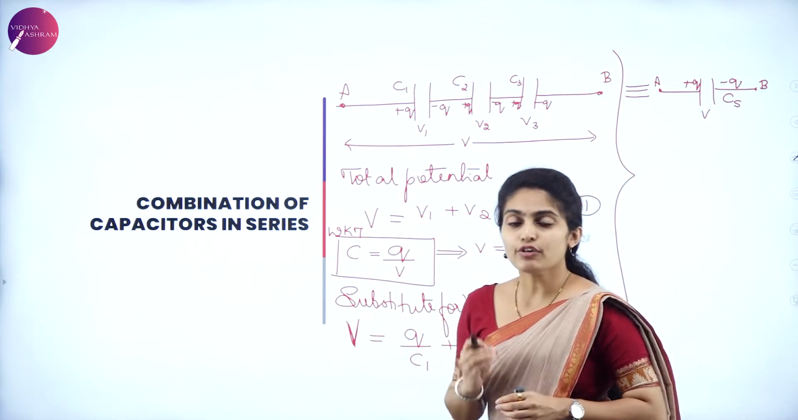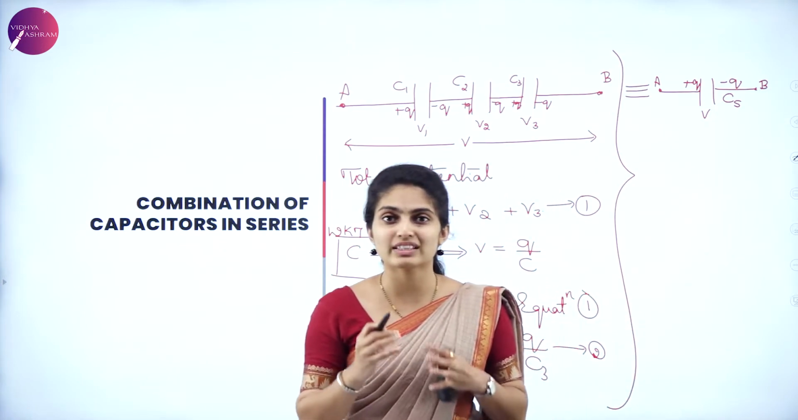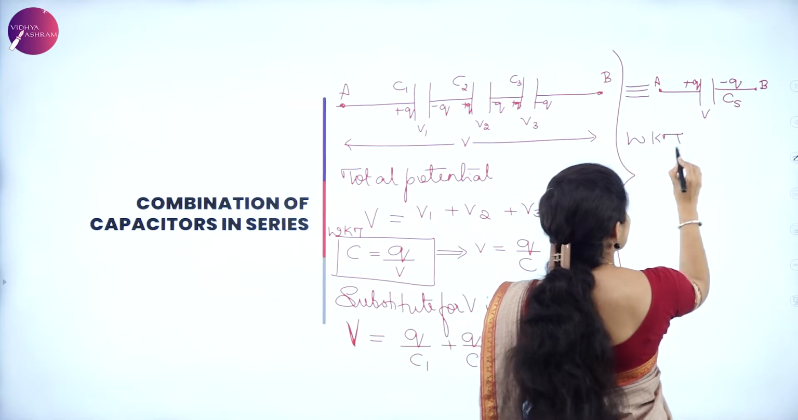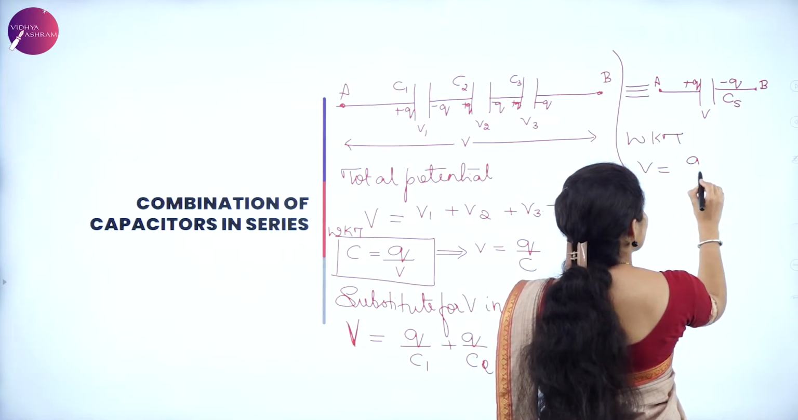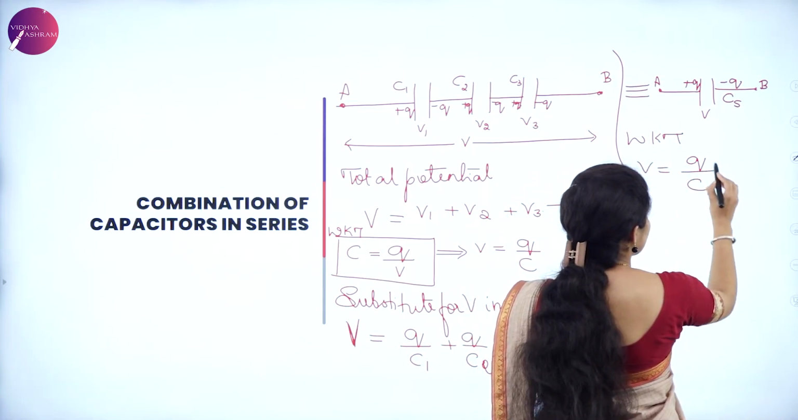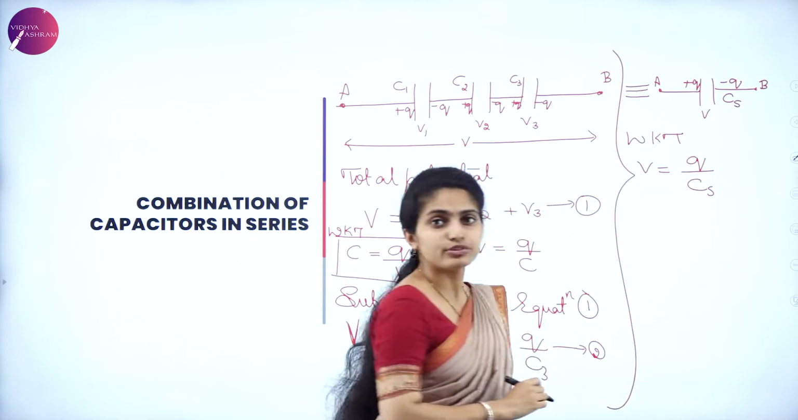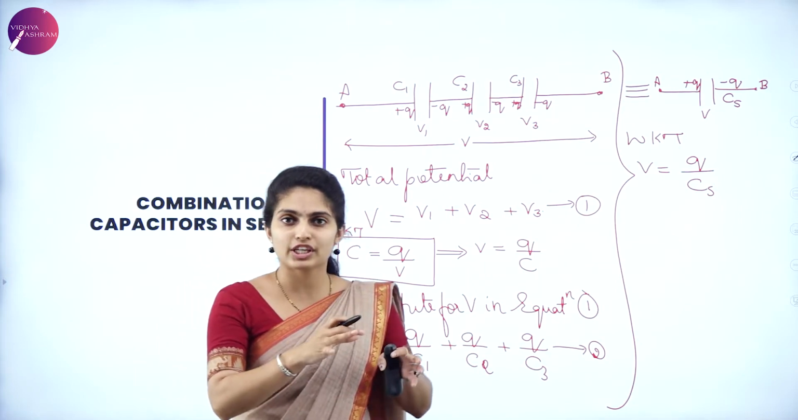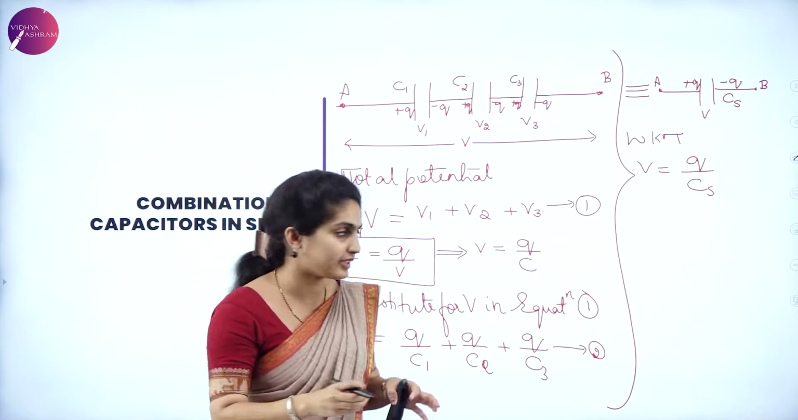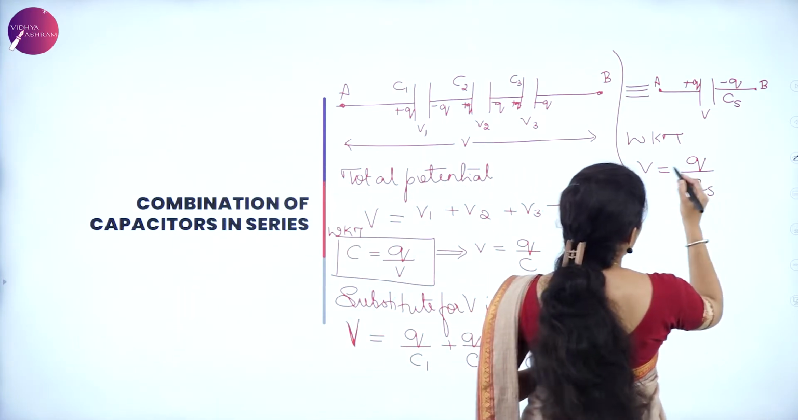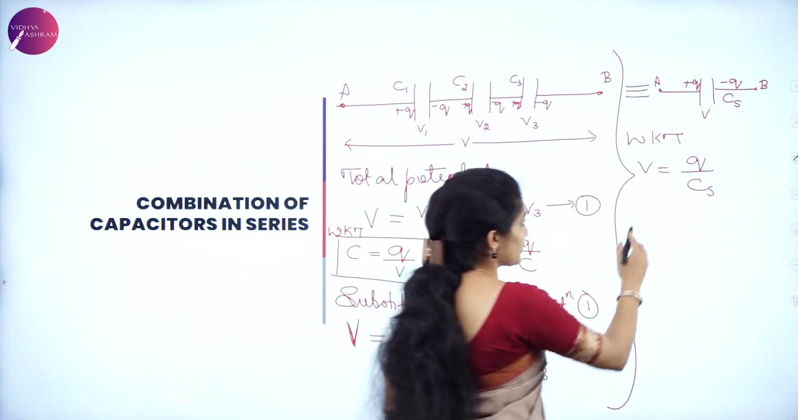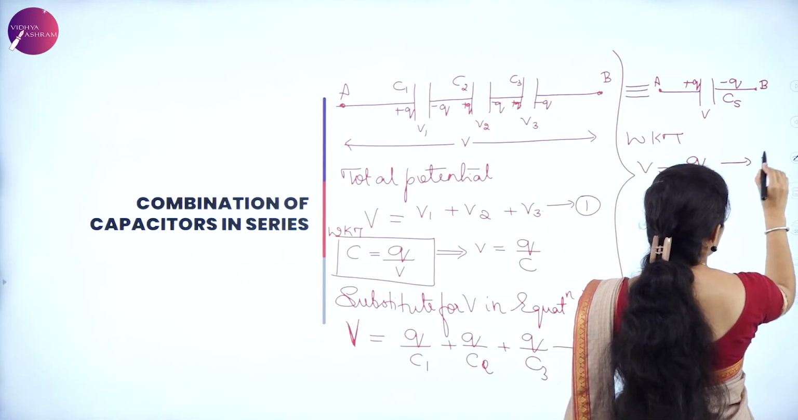Now we will take up the formula. We know that V is equal to Q divided by CS, by the above experimental setup, replacing the series combination with one single capacitor. Okay, so now applying this in the case of equation 2. Consider this as equation 3.